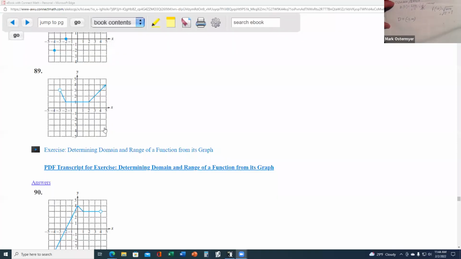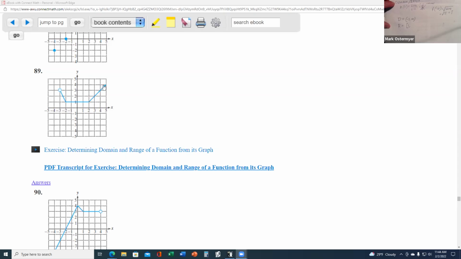The range is a set consisting of all y coordinates of all points on the graph. What's the smallest y coordinate of any point found on the graph? The smallest y coordinate would be on points down here on this horizontal line portion of the graph, whose y coordinates are 1. So 1 is the smallest y coordinate of any point on the graph, including 1. What would be the largest y coordinate of any point on this graph?